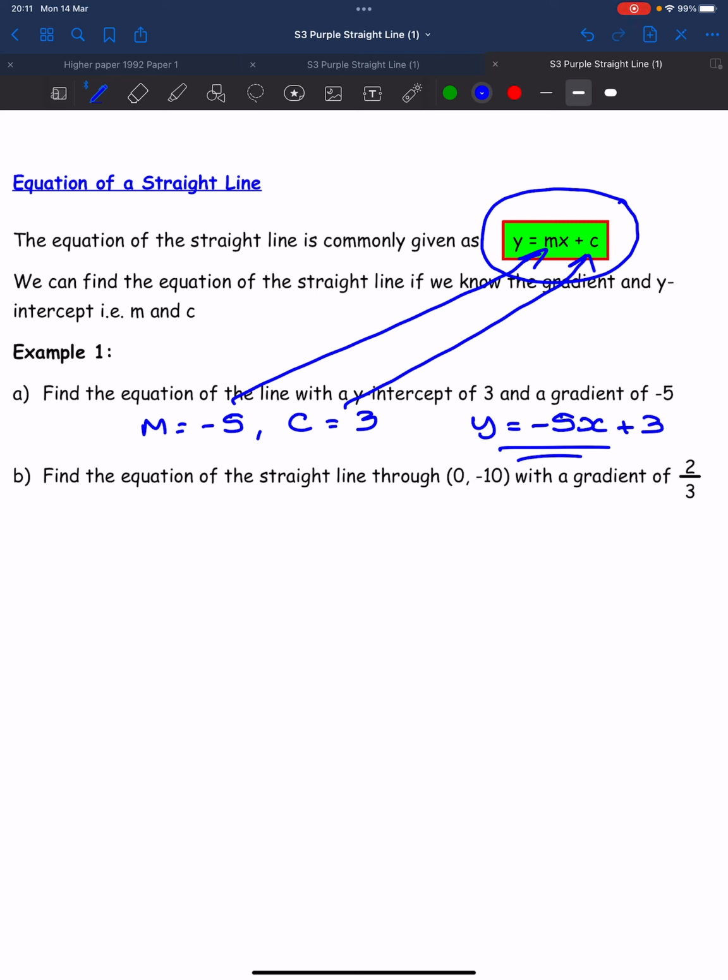Part B says find the equation of the straight line through 0, minus 10 with a gradient of 2/3. Well, that's going to be pretty simple again. We know that the gradient is equal to 2/3, and we know that the y-intercept is where it goes through the y-axis at 0, minus 10. So the c value has to be minus 10. Again, put it into the format y equals mx plus c. Replace m with 2/3, so y is equal to 2/3 x take away 10.